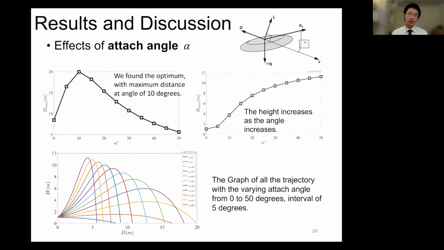So now we're getting to some discussion about what we found from the software. First of all, we're testing the effect of attack angle, alpha. Then we can find the optimum with the maximum range at an angle of 10 degrees. Also, the height increases as the angle increases.